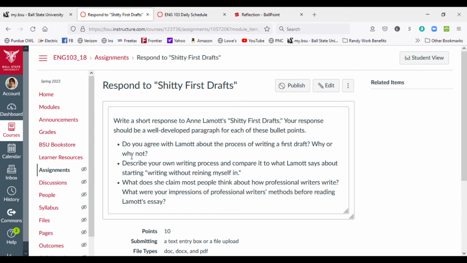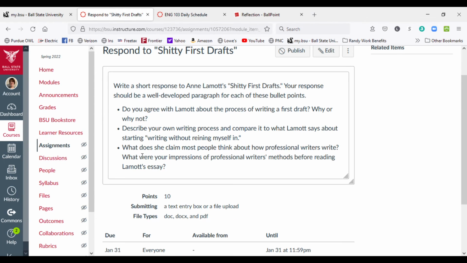3 paragraphs. Do you agree with Lamott about the process of writing a first draft? Why or why not? Describe your own writing process and compare it to what Lamott says about starting writing without reining myself in. And then what does she claim most people think about how professional writers write? What were your impressions of professional writers' methods before reading Lamott's essay?